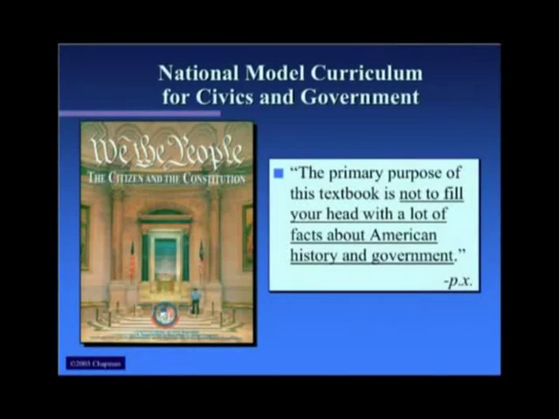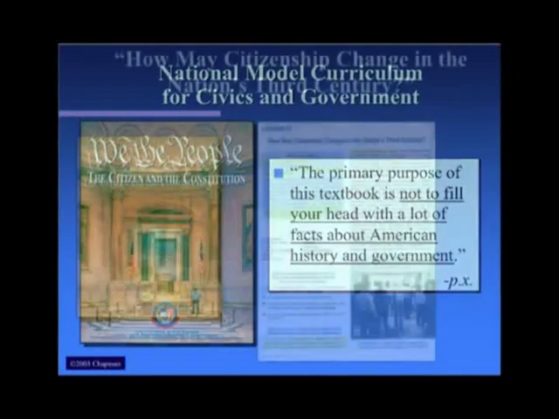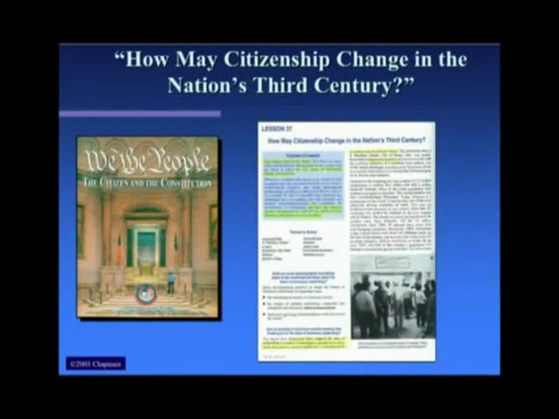It opens by telling you the primary purpose of this textbook is not to fill your head with a lot of facts about American history and government. Well, at least they admit it. They go on to tell you in their final chapter, always read the final chapter, it tells you where they're taking the kids. This lesson looks to the future.